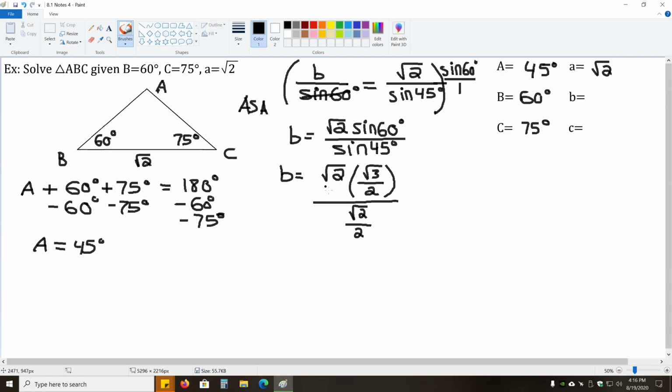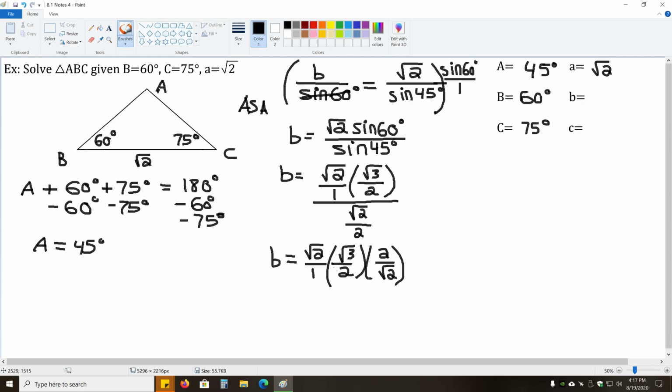I'm going to go ahead and put the square root of 2 over 1 just so it fits in with our other fractions. And now from here, notice that we can take this fraction that we're dividing by and change it to multiplication by the reciprocal. So we'll get B equals the square root of 2 over 1 times the square root of 3 over 2 times, instead of dividing by the square root of 2 over 2, we have times 2 over the square root of 2.